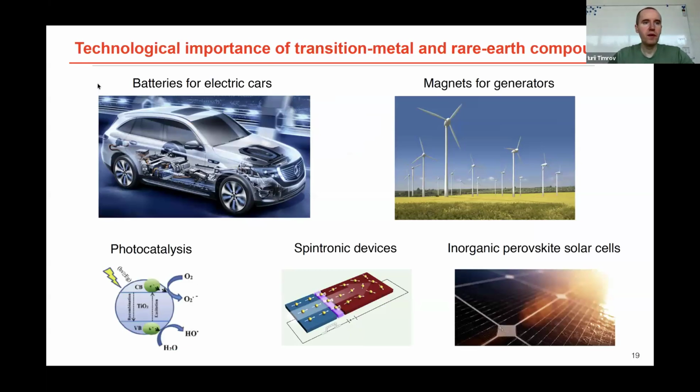And these materials have technological importance: transition metal elements, transition metal compounds, and rare earth compounds. These materials are used for many applications, such as batteries for electric cars, magnets for generators, and photocatalysis, let's say titanium dioxide, spintronic devices, inorganic perovskite solar cells, and so on. So there are many applications. Theoretically speaking, if we want to model these materials, we often need DFT plus U.